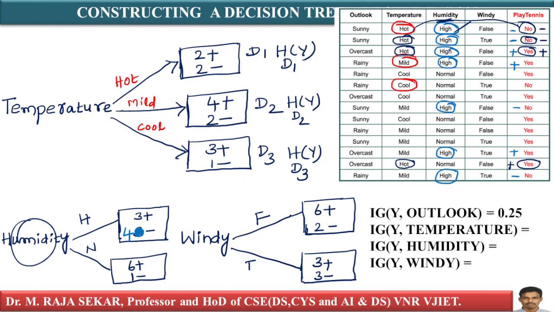How can I calculate information gain? I can calculate information gain of class label Y with respect to Outlook. This I already discussed. We know how to calculate. We already calculated this, 0.25. In a similar manner, I can always calculate information gain of Y with respect to temperature. Even I can calculate information gain of Y with respect to humidity. Information gain with respect to windy, I can calculate. I have these four information gain values, that is information gain of Y with respect to Outlook, temperature, humidity, isn't it?